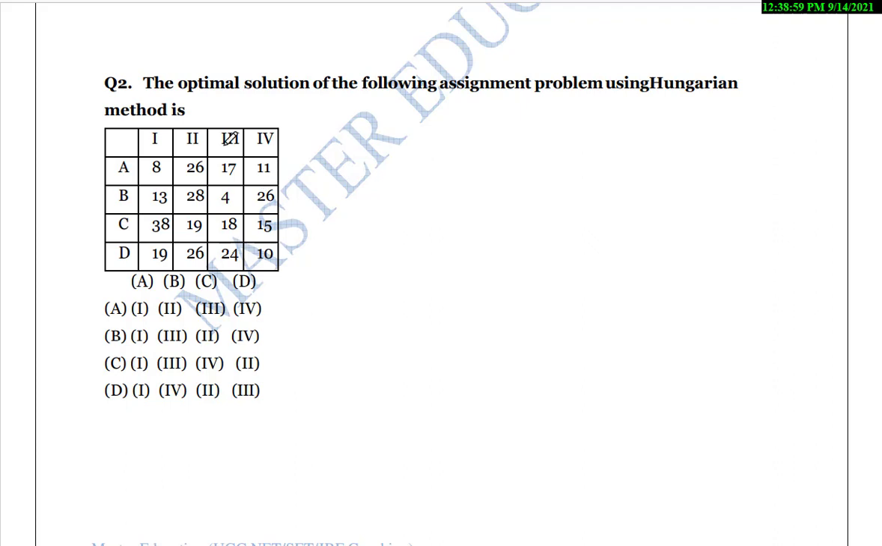For this Hungarian method, choose the smallest element in a row. In this row, 8 is the smallest element, so subtract it from all the elements in that row. 8 minus 8 is 0, 26 minus 8 is 18, and 9 and 3. Then for B, in the second row, 4 is the smallest element, right? So you have to subtract 4. So 9, 24, 0, 22.